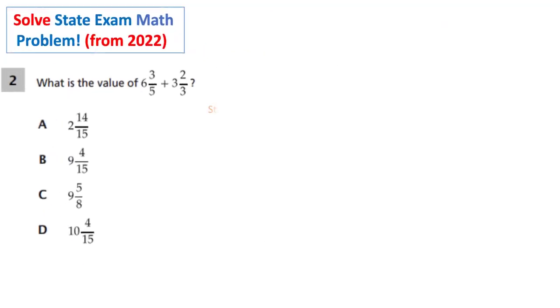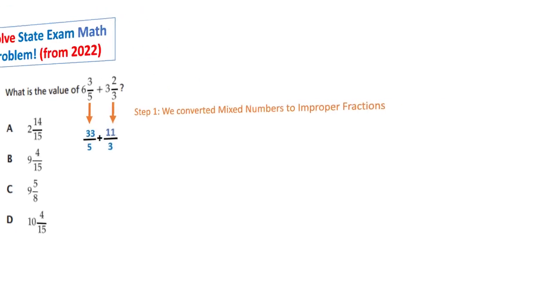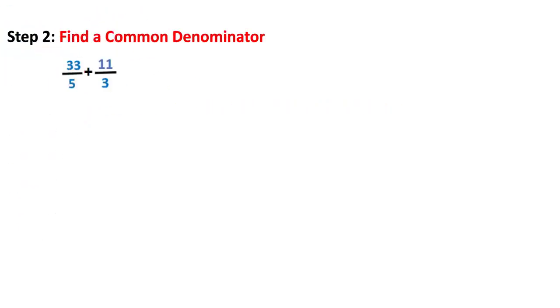Now add the two improper fractions, 33 over 5 and 11 over 3. Wait, we can't add fractions with different denominators. So let's find the common denominator for both fractions. To do this, we need to find the least common multiple of 5 and 3, which is 15. For 33 over 5, multiply both numerator and denominator by 3, since 15 divided by 5 is 3.